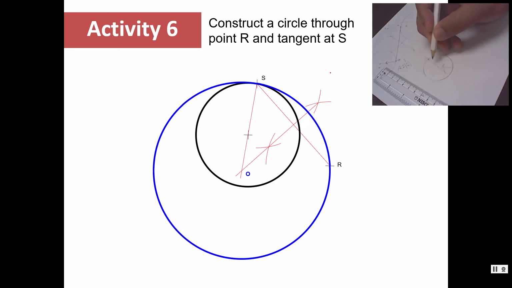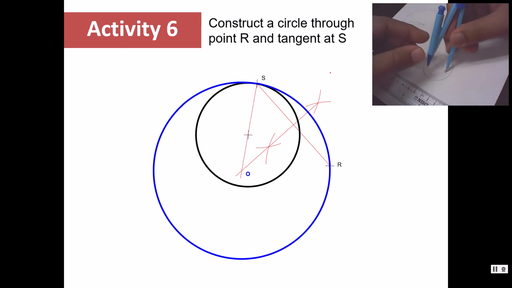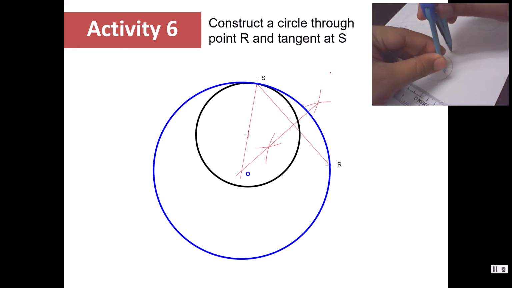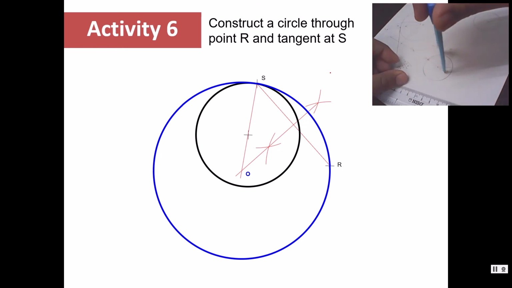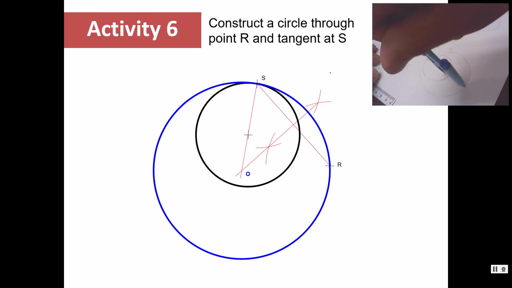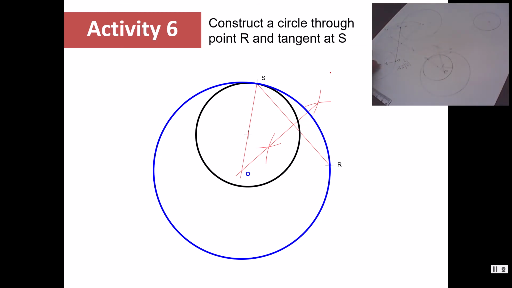Okay, so at the end you're going to get this point as the center point of the bigger circle that you are going to draw. So from point O, the distance will be to S or to R. It's up to you. After you have the radius, just draw the circle, and the circle will be touching the S point and the R point. Okay, so that's about it.